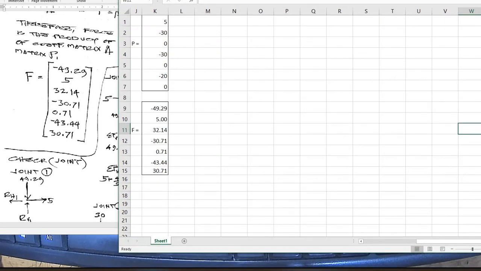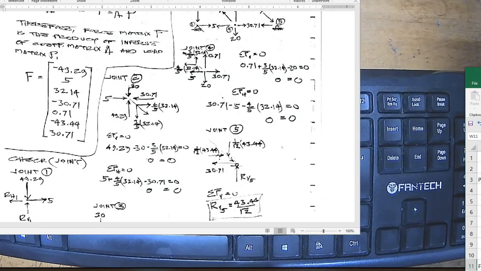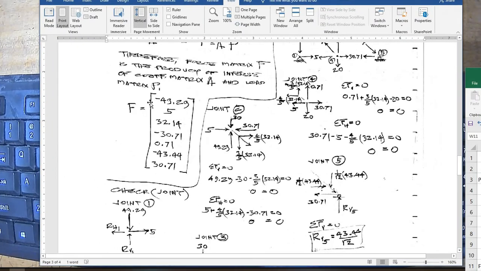Negative 49, 5, 32.14, minus 30.71, 0.71, minus 43, and 30.71. Okay, so that's how you solve your forces. Next is, going back here, negative 49 is F1, 5 is F2, 32.14 is F3.